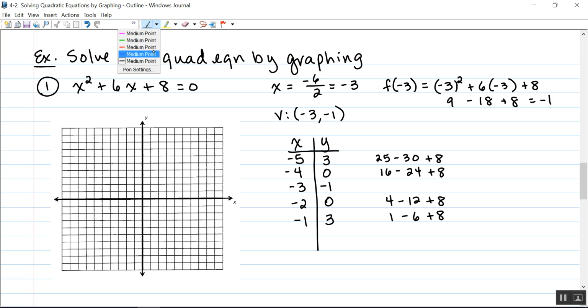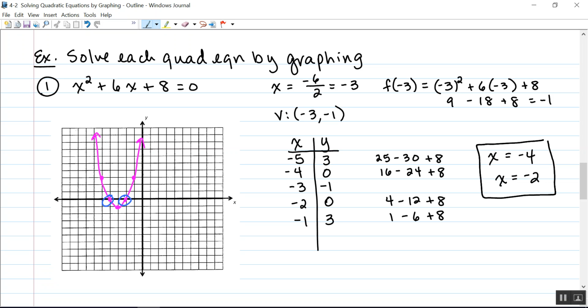Okay, so let's go ahead and graph that. So negative 5, 3, negative 4, 0, negative 3, negative 1, negative 2, 0, and negative 1, 3. And recall that what I'm looking for is where this graph crosses the x-axis. And I can see that happening right here at x equals negative 4, and right here at x equals negative 2. So my two solutions are x equals negative 4 and x equals negative 2.